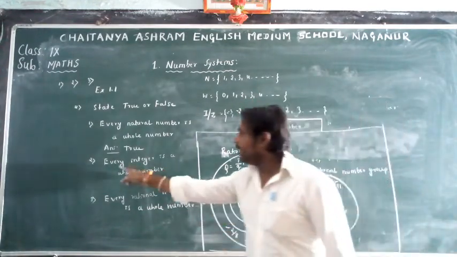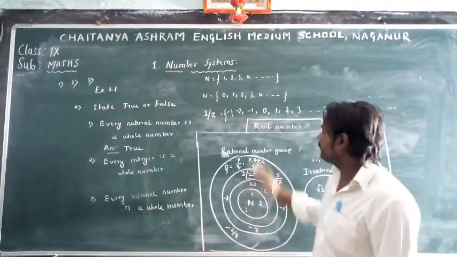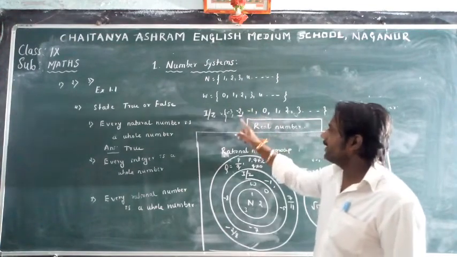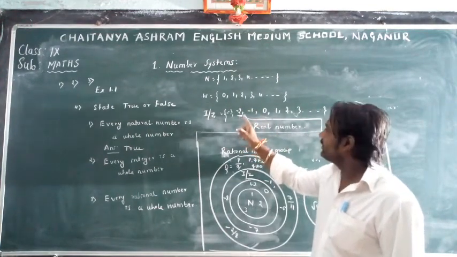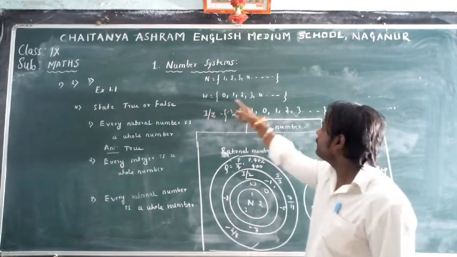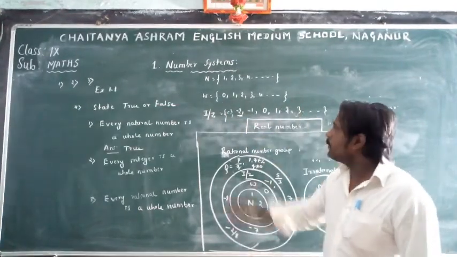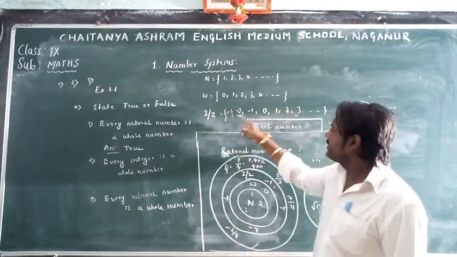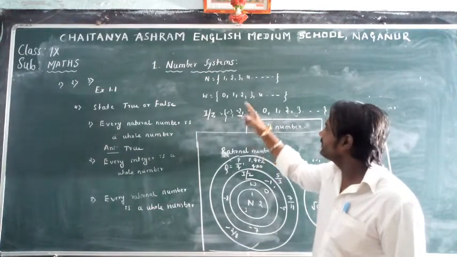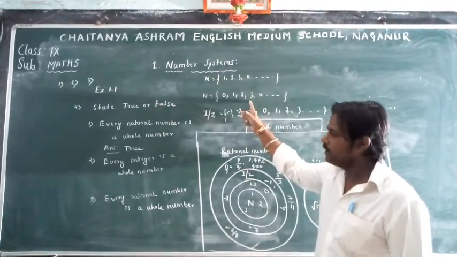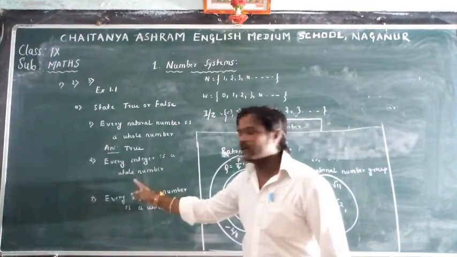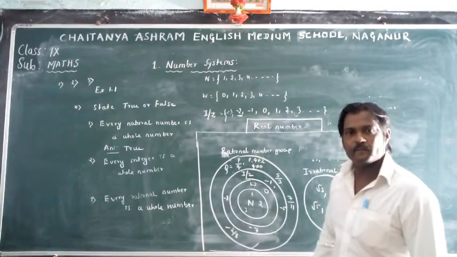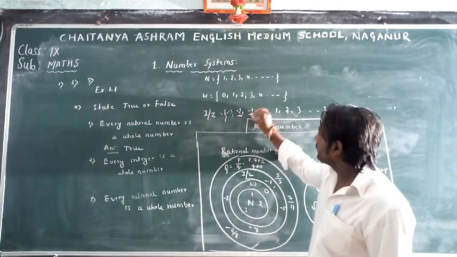But for every integer, they said no. We must go through the negative numbers also. Consider -2. -2 is an integer, but does -2 belong to the whole numbers or not? No. Whole numbers are all positive. They are not negative. So -2 is an integer, but not a whole number. So every integer is a whole number. What can you say about this statement? Is this true or false? This is a false statement.